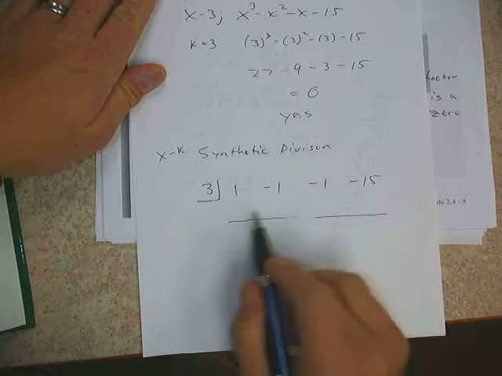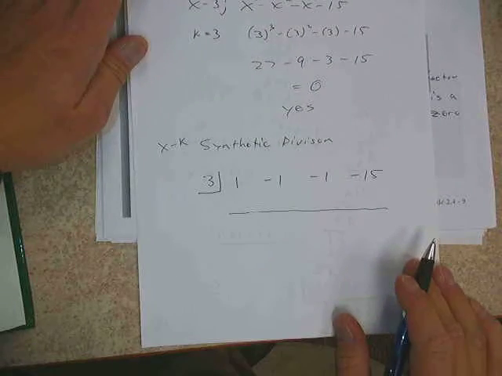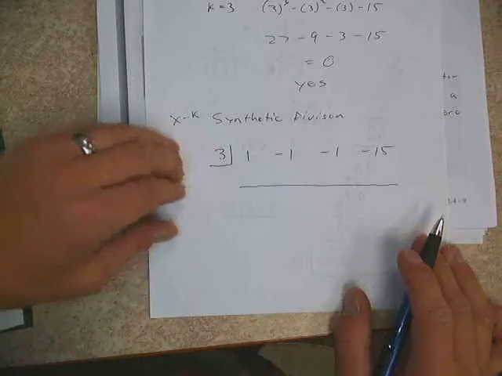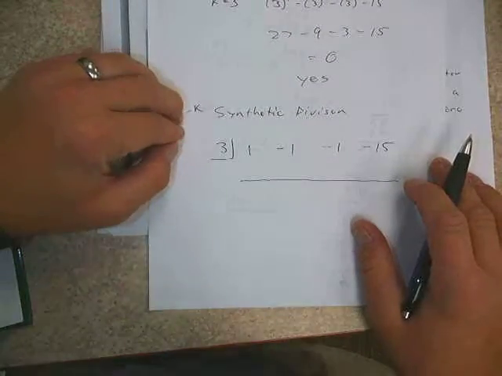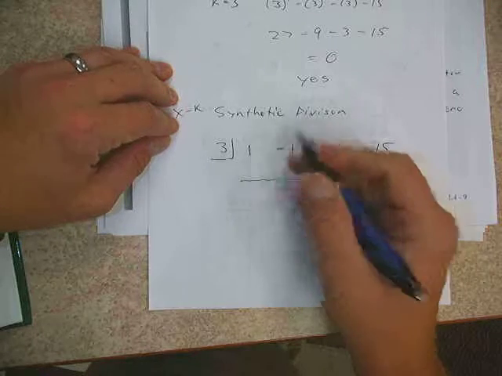Then I'm going to leave a space, and put a bar down there, and this is how I'm going to set up every synthetic division problem from here on out. So k goes in the box. I'm going to put the coefficients on this line, and leave a blank line here, and ultimately I'm going to do some work here, and get an answer in just a minute.